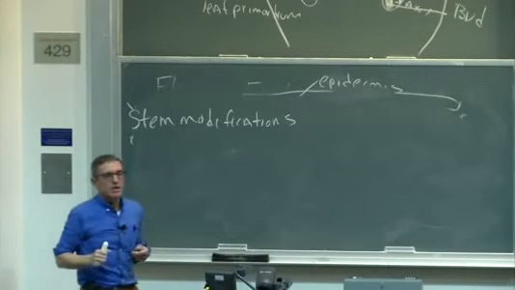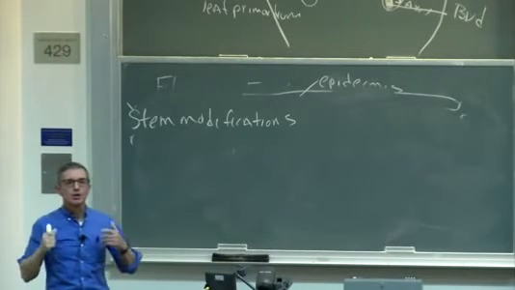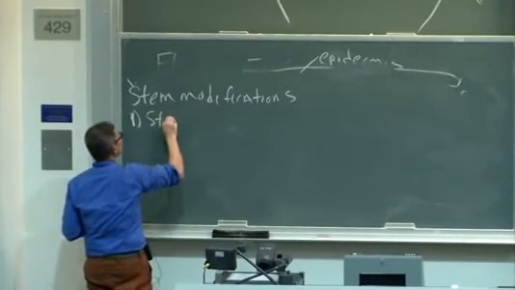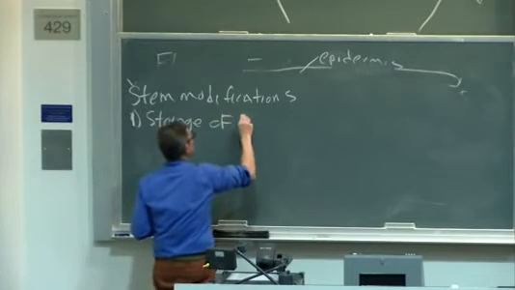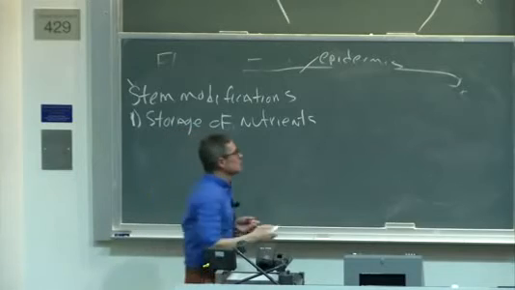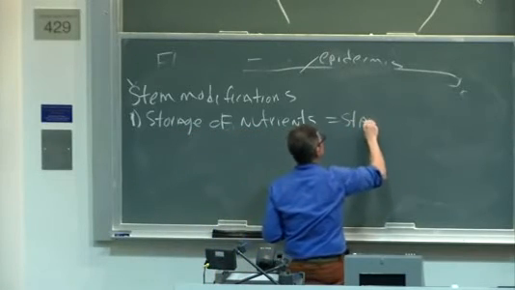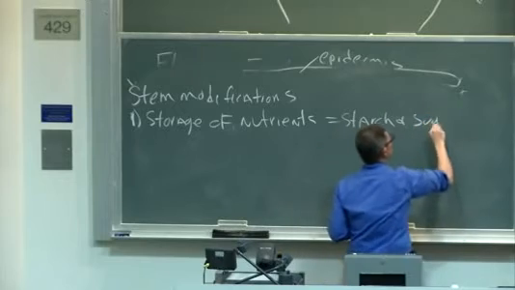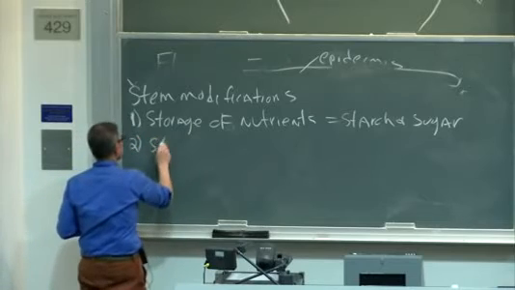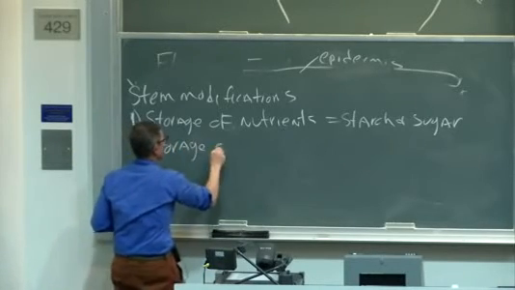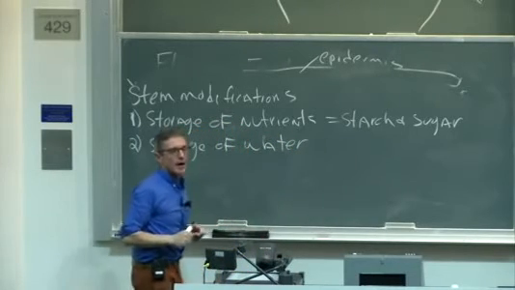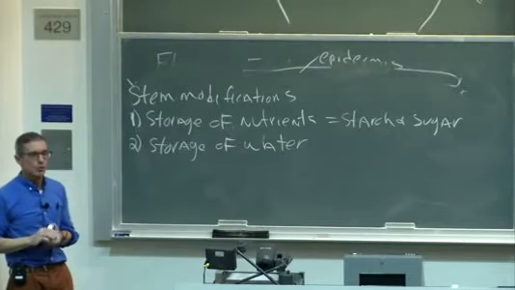And for this talk, I want to draw your attention to really two types of modifications of a stem. One modification is for the storage of nutrients. And the nutrients which we want to talk about are starch and sugar. And the other modification is for the storage of water. Let's talk about the situation about the storage for nutrients.